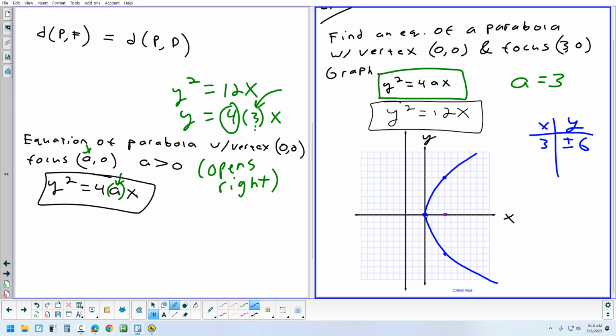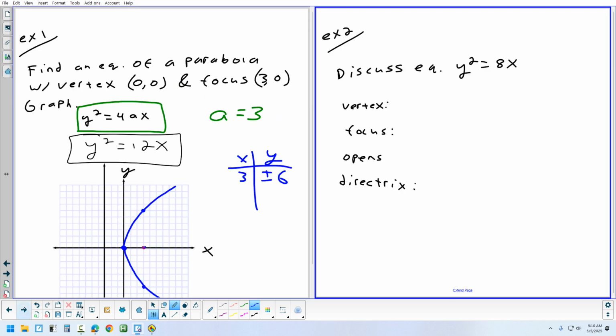So that's something else I could ask you, like what would be the equation of the directrix for this situation? Let's look at this one. This one's a little bit different. This time they're giving you the equation, and they want you to tell me all about the parabola. When I ask you about a parabola, there's generally 4 things I want you to tell me: the vertex, the focus, which way does it open, and the equation of the directrix.